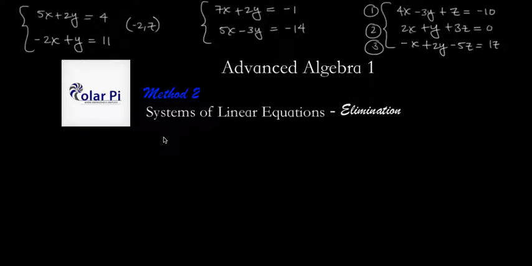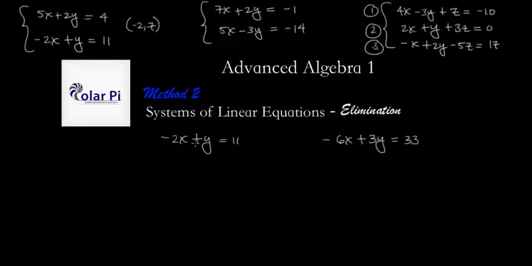So if we take the second equation, -2x plus y is equal to 11, and it somehow suited us to do this, we're allowed to multiply both sides of the equation by 3, for example. And when we multiply both sides by 3, the resulting equation is -6x plus 3y is equal to 33.